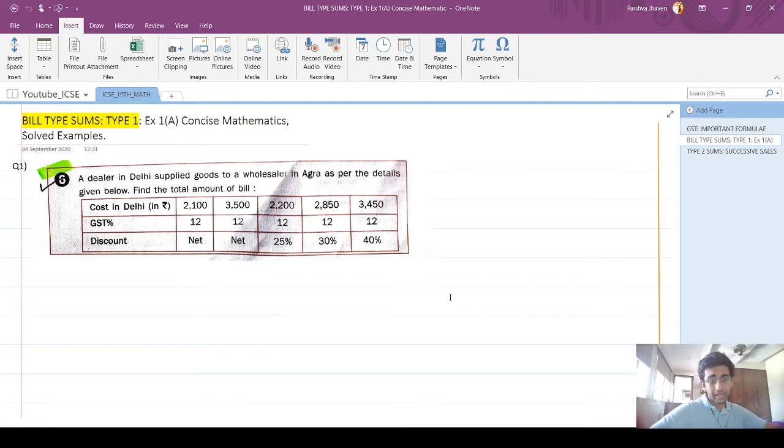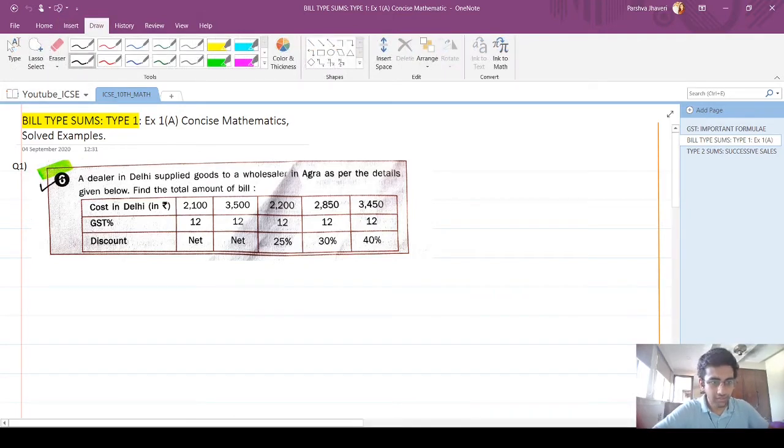Today we start with type 1, which is your bill type sums. A quick reminder that this type is very simple. It's a very scoring chapter, and as long as you understand it, the marks are basically free. The first sum is: a dealer in Delhi supplied goods to a wholesaler in Agra as per the details given below. Find the amount of the bill. Whenever you see the words amount of the bill or total amount of the bill, you can come to know it's a bill type sum.